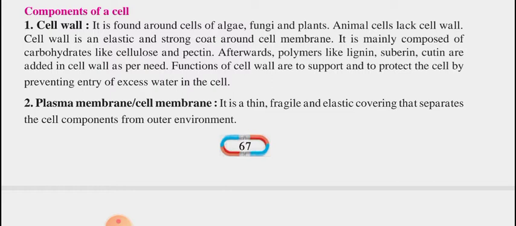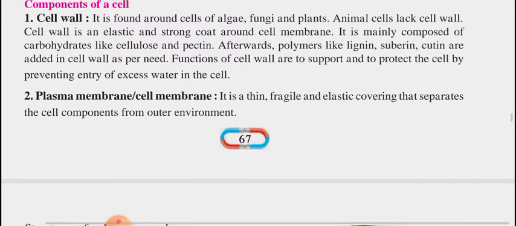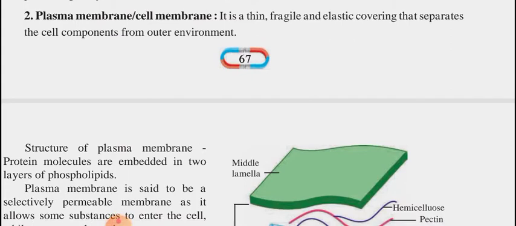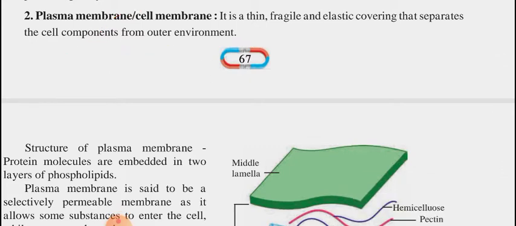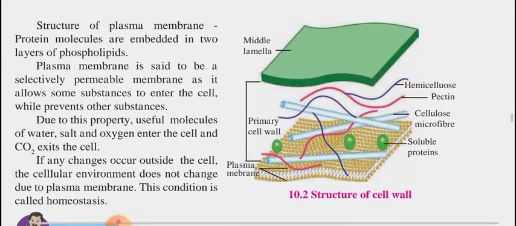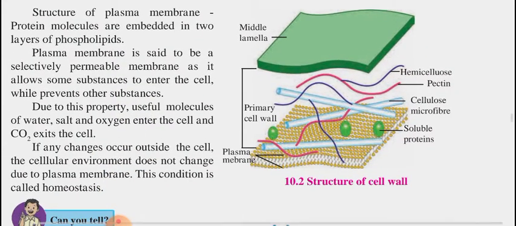Okay, and whatever the excess water present in the cell, it should not go away from it. That is why that protection cover is there. Okay, next is plasma membranes, or we can say cell membranes. It is a thin, fragile and elastic covering that separates the cell components from the outer environment. Whatever the outer environment, it should not enter in it. That is why there is a covering.